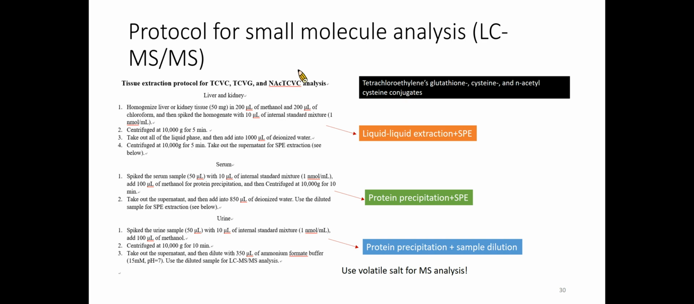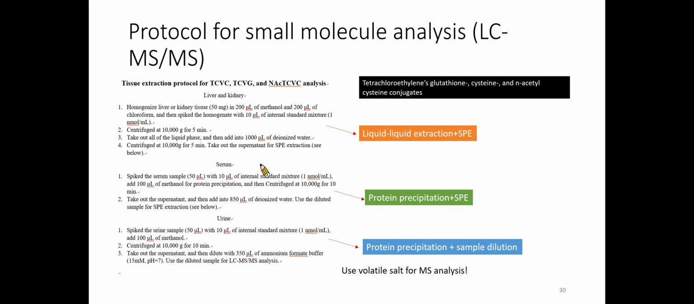Here, I will introduce a typical sample preparation protocol for small molecule analysis using LC-MS. In this case, we aim to analyze the levels of tetrachloroethylene metabolites in liver, kidney, serum, and urine. For the analysis in liver and kidney, the tissue samples were subjected to a homogenization step, spiked with internal standards, and then extracted using liquid-liquid extraction and solid phase extraction.